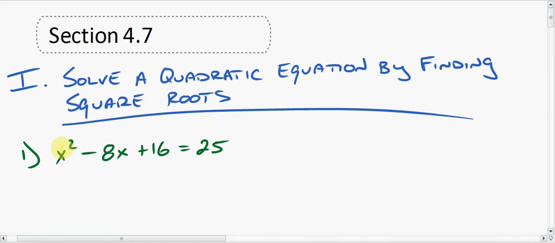This is section 4.7, part 1, where we're going to look at solving a quadratic equation by finding the square roots. So we've got our quadratic equation in number 1. We see x squared minus 8x plus 16 equals 25. And the first thing we're going to want to do is take a look at this trinomial here, and we want to see if we can factor it.